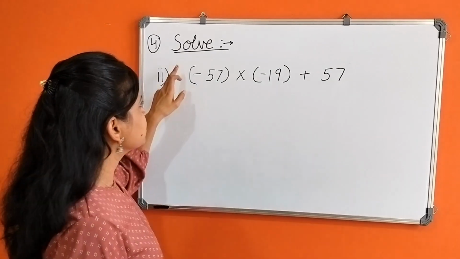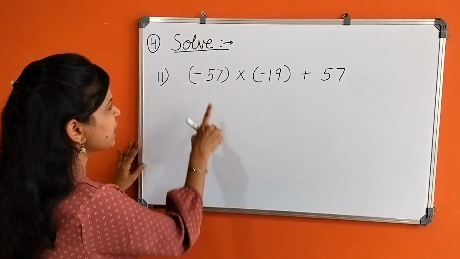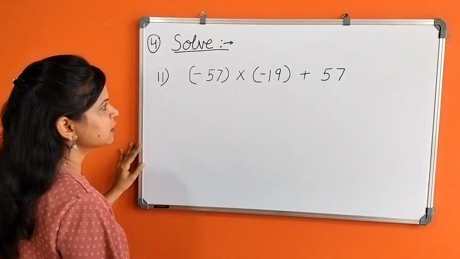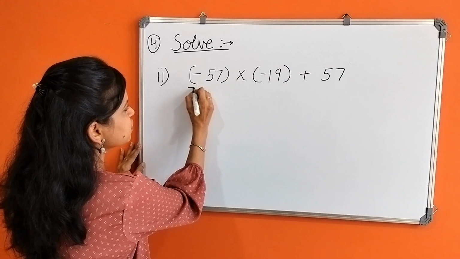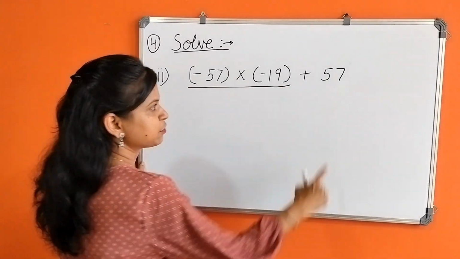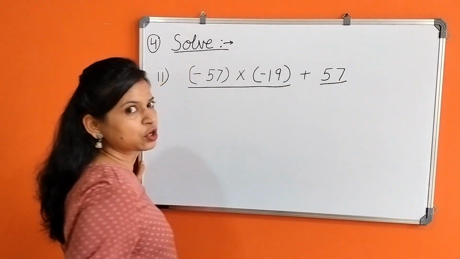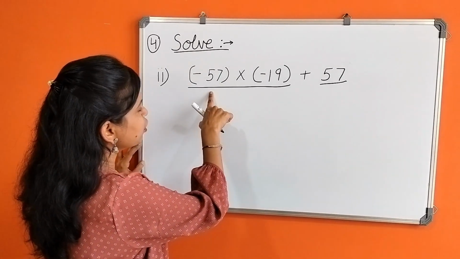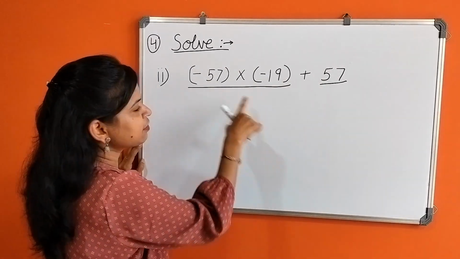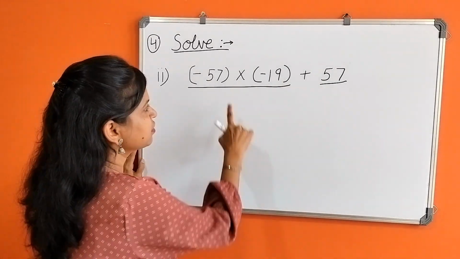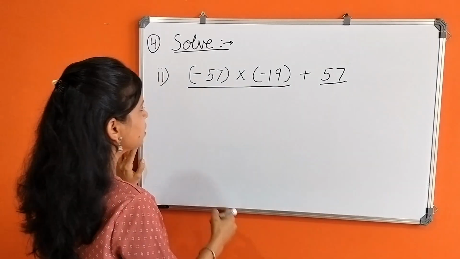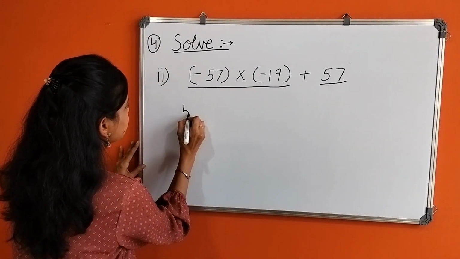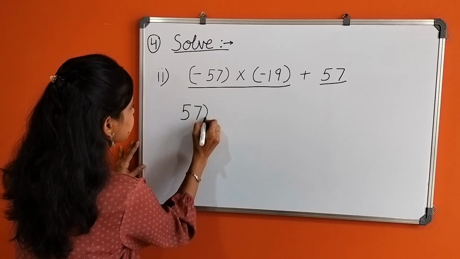Next, solve this. Minus 57 into minus 19 plus 57. So these both are in multiplication. So this is one group and 57 is alone. This is another group. So now what we see, 57 is common from both groups. Positive 57 we will take out. 57 is common.